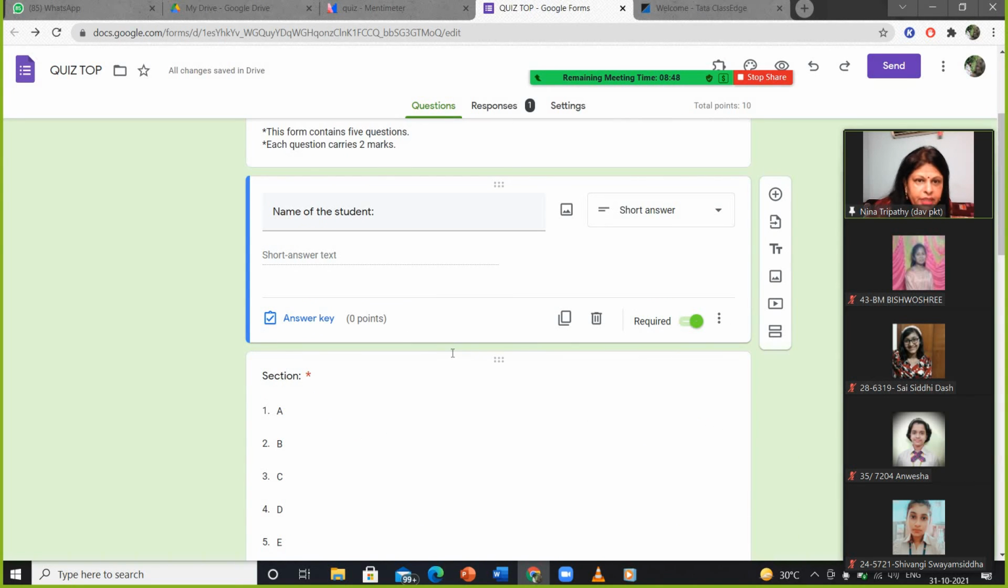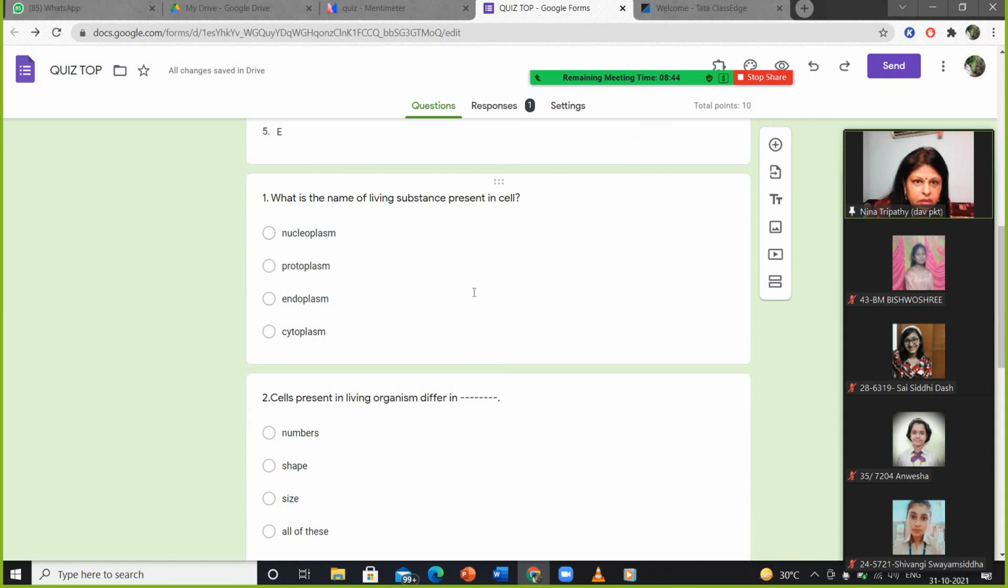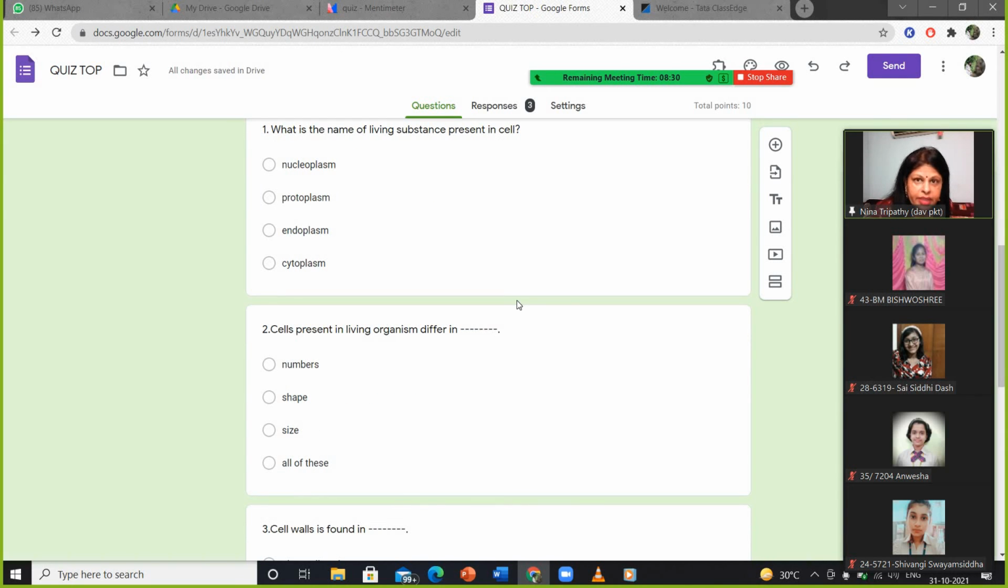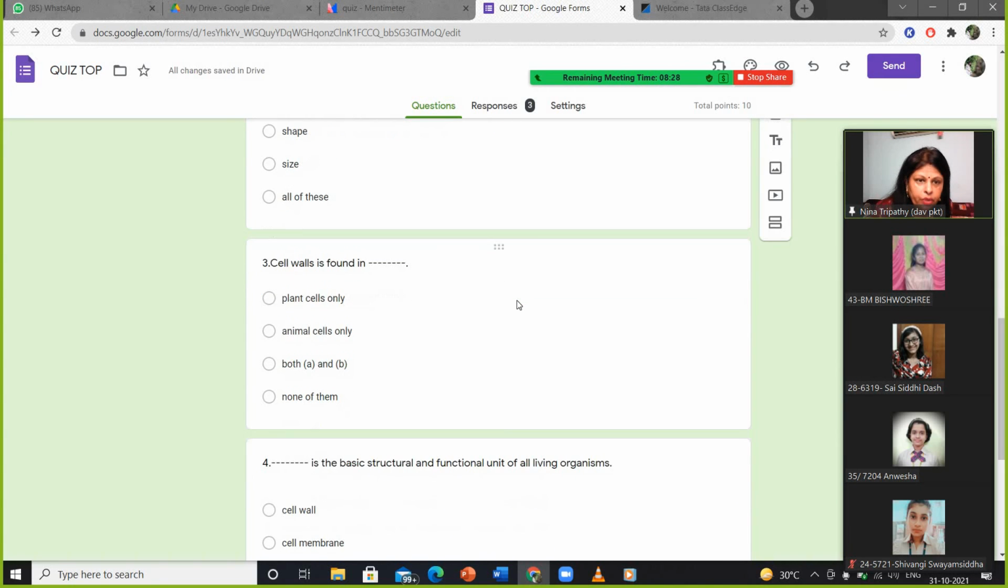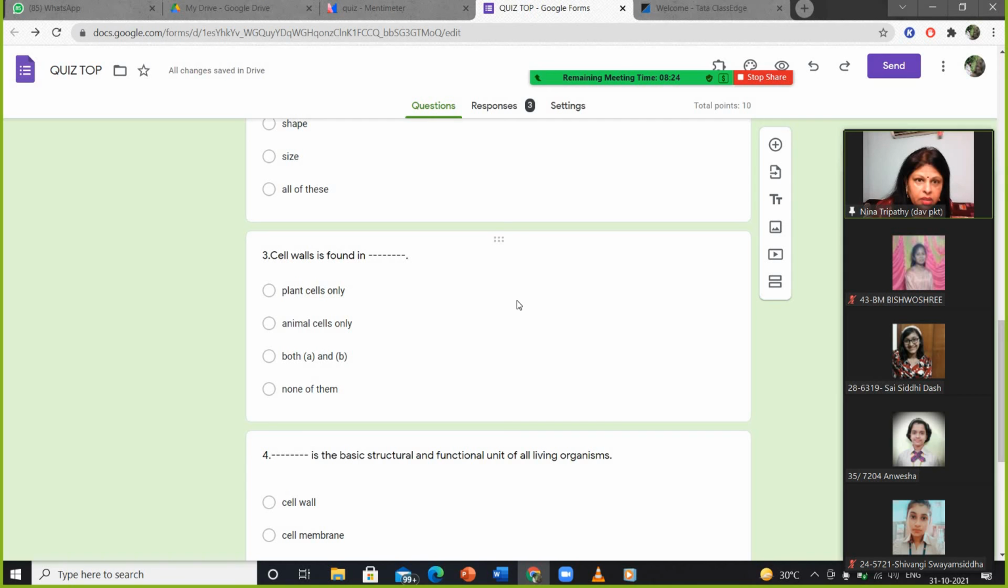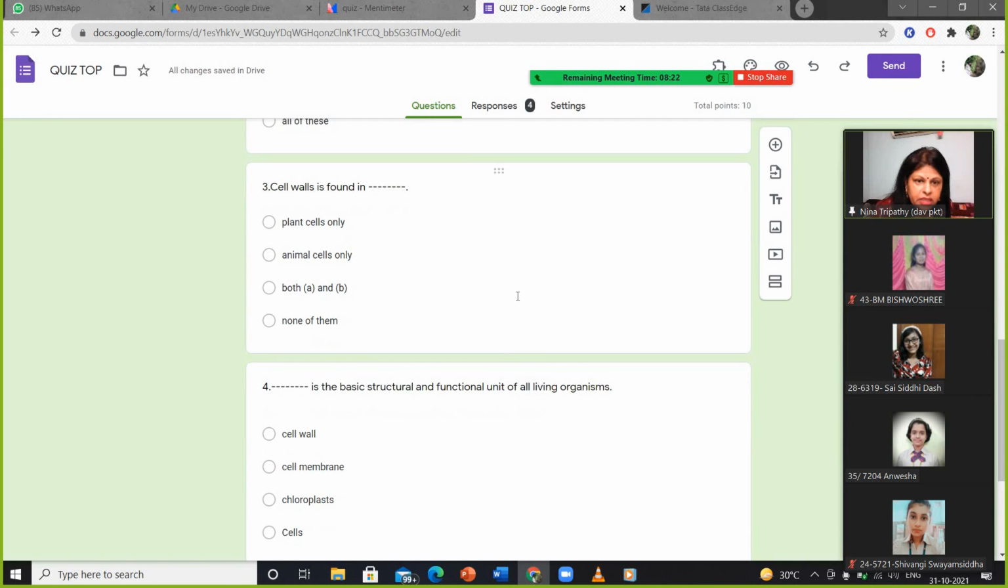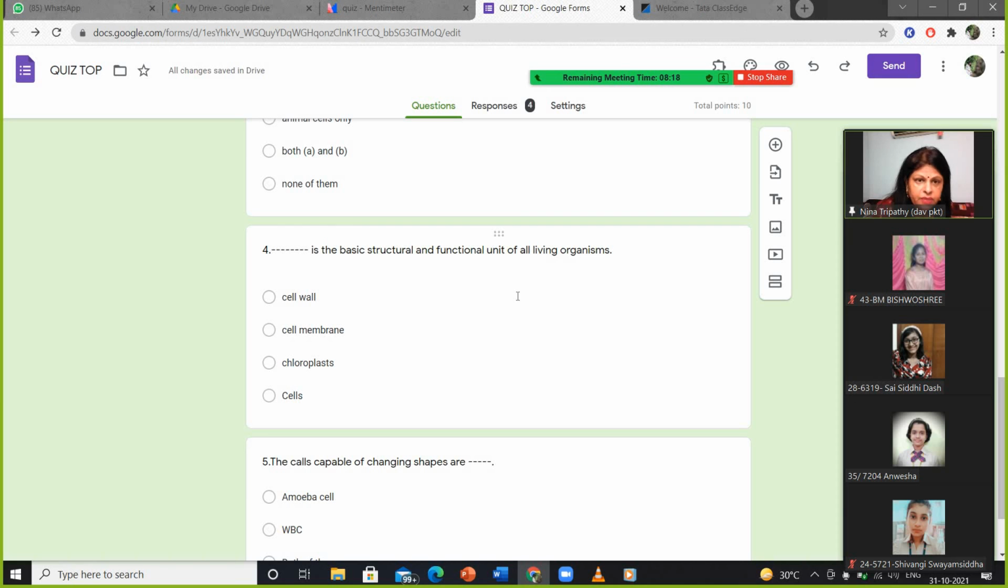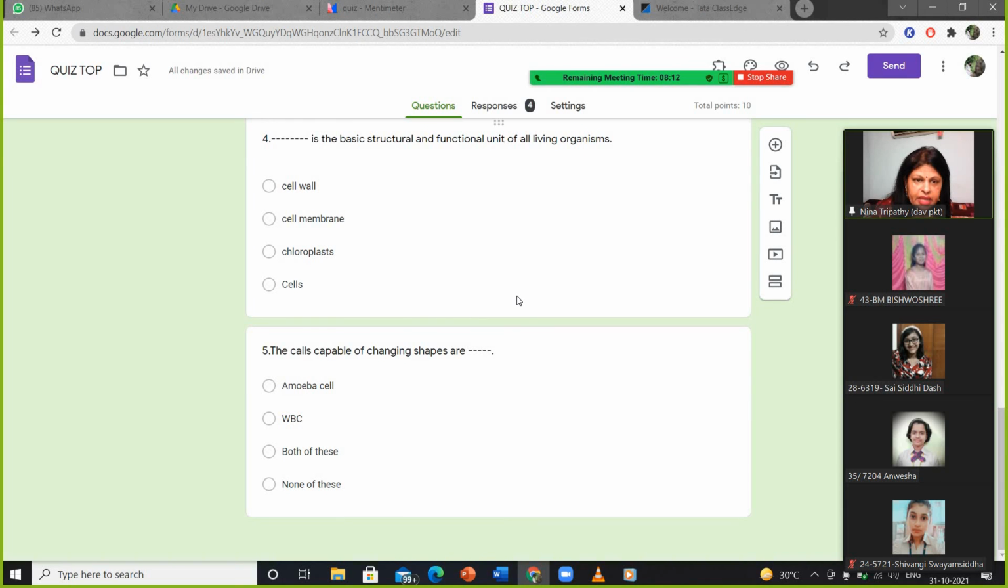Here you can see that questions are there. A name of the living substance present in the cell. What is that? You are submitting already. Okay, good, very good. How fast you are submitting! Cells present in the living organisms differ in? What is that? Okay, good. Cell walls are found in? Ma'am, plant. Very good. This is the basic structural functional unit of living organisms. Yes. Okay, good, very good. Cell capable of changing their shapes? Very good.